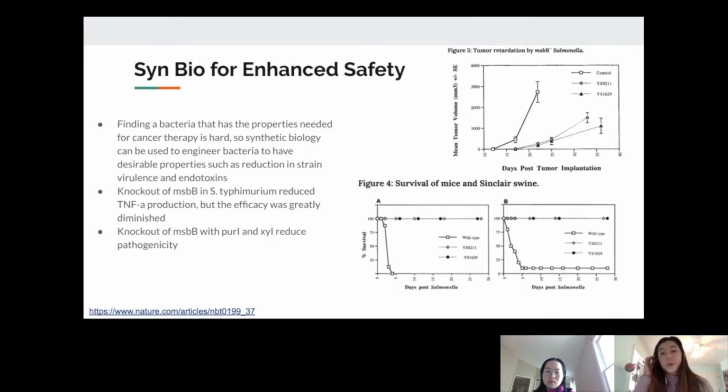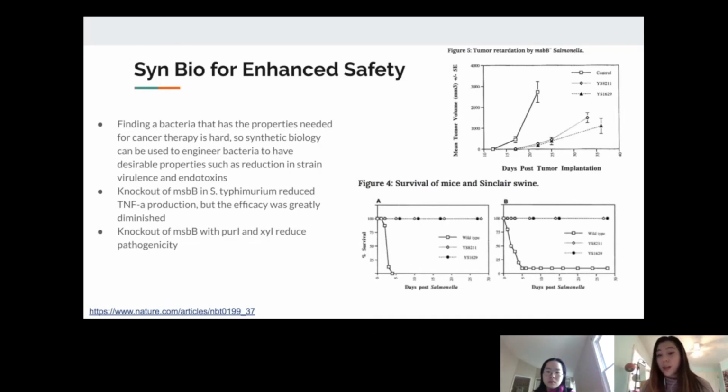So, for example, we can look at these charts here, which are from a study that shows the effect of bacteria Salmonella typhimurium, which are commonly used for genetic engineering. So these charts show the effect of knocking out a gene called msbB, which reduces the TNF-alpha induction. So TNF-alpha is an inflammatory cytokine that incites an immune response, leading to apoptosis.